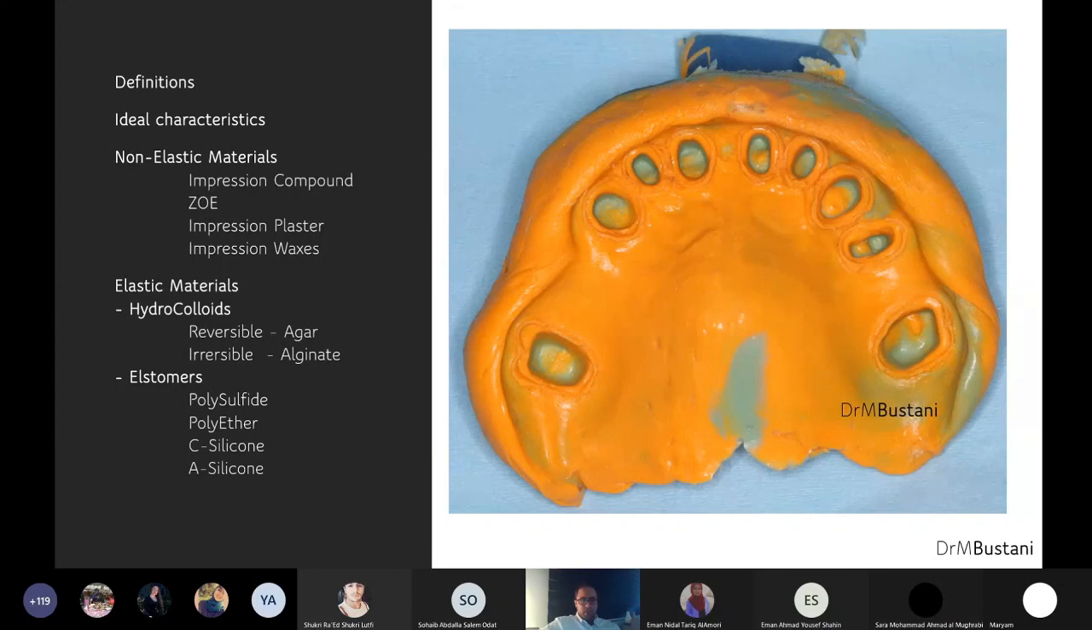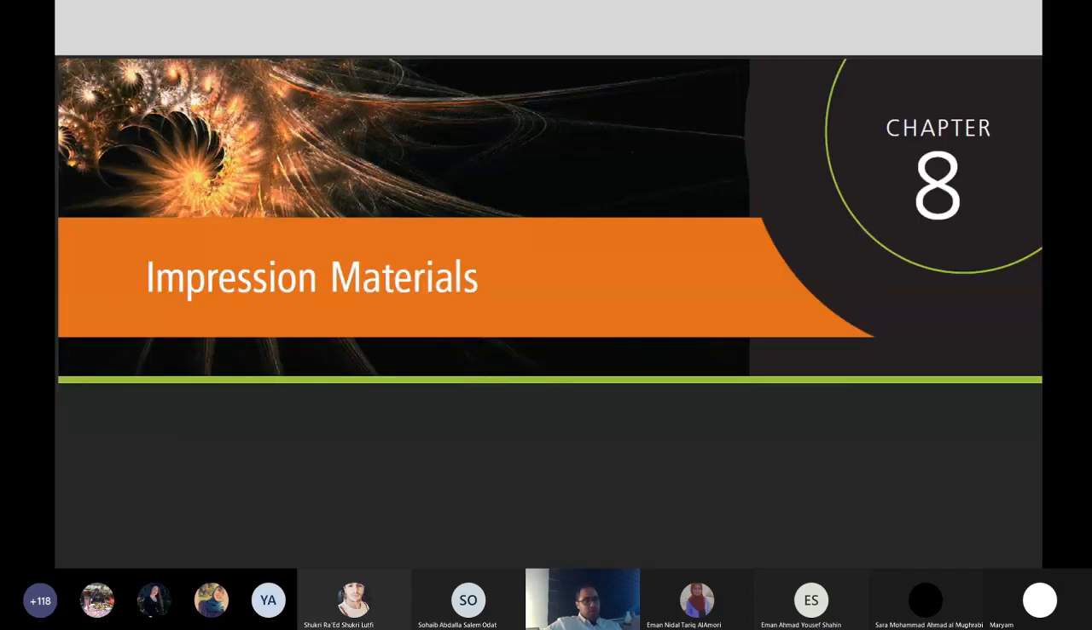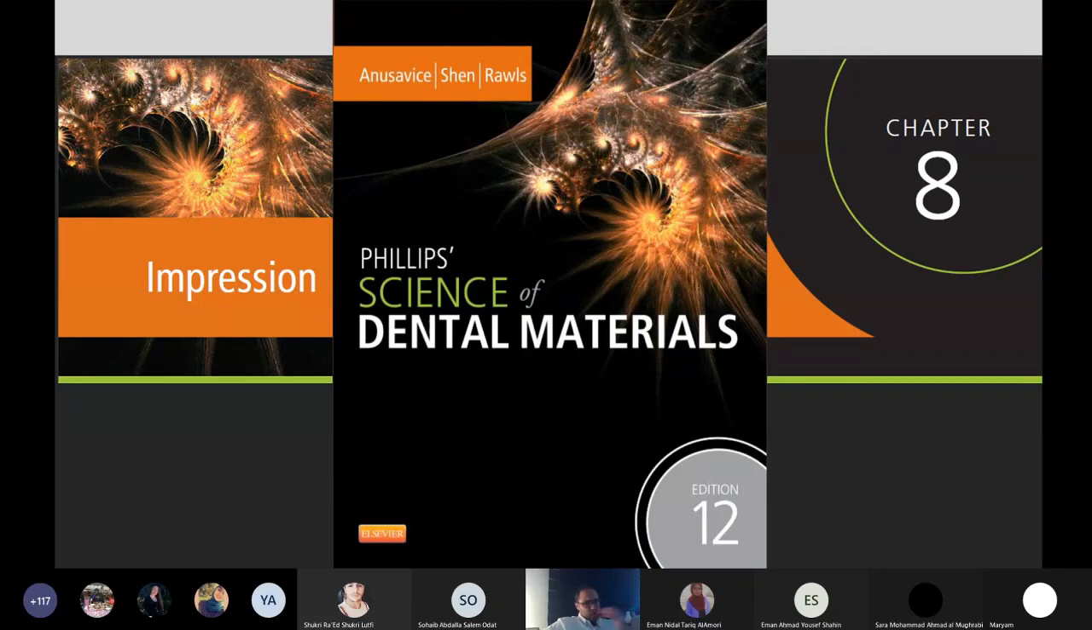This is the quick outline of our lecture today. We'll start with quick definitions, then the ideal characteristics of an impression material, then we will go through each impression material until we cover all the materials. This is the main reference for us, my preferred reference. It's from Phillips' Dental Materials, chapter 8, okay? It goes into a bit of detail around impression components and setting reactions. So for you as second year students, you might need to skip these, but if you're interested, read the whole chapter.